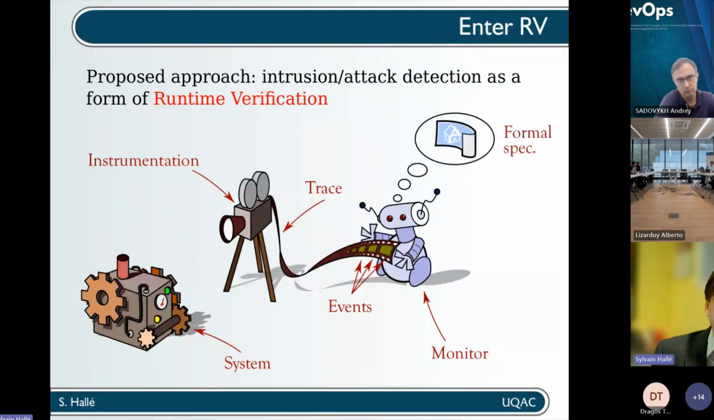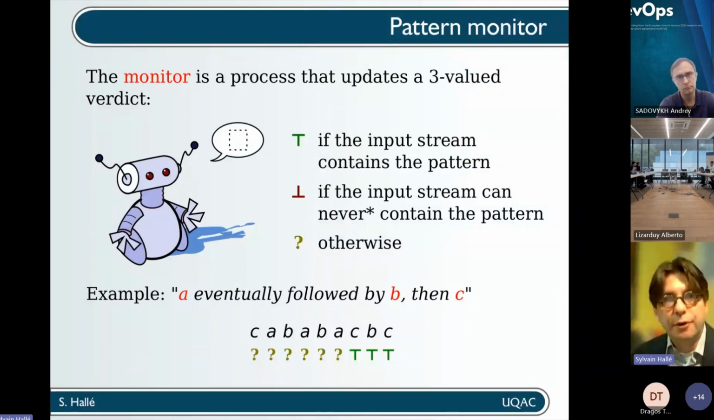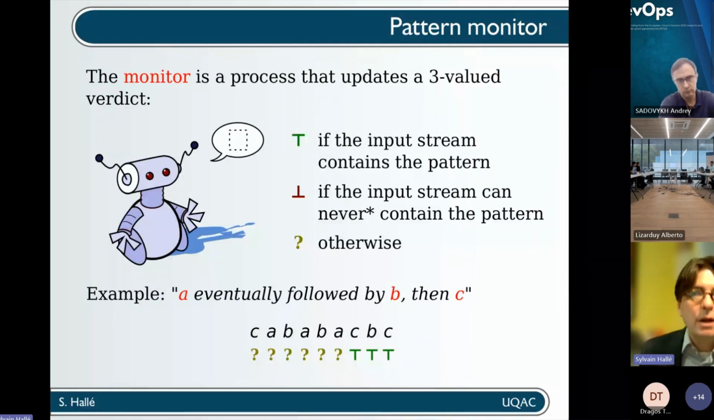What's interesting in runtime verification is that what the monitor does on this stream of events is to evaluate a formal specification. It's a description of the expected content of the flow of events that is observed, but expressed in a formal or mathematical notation. More precisely, the monitor is a process that updates a three-valued verdict. It returns true if the input stream contains the pattern that is to be observed. It returns false if the stream can never contain the pattern, and it returns this unknown value otherwise.